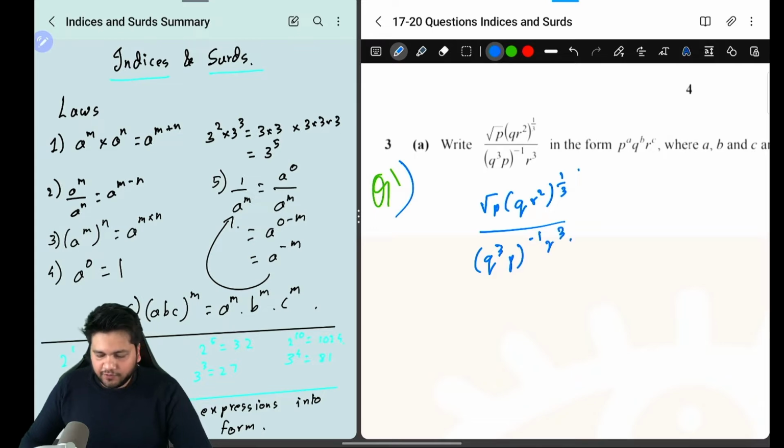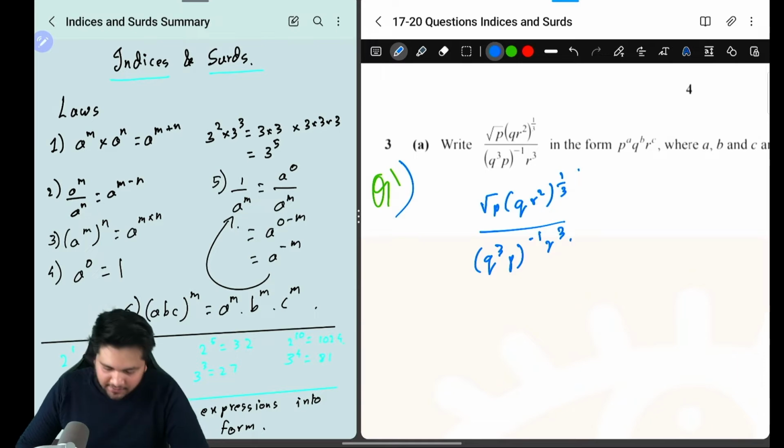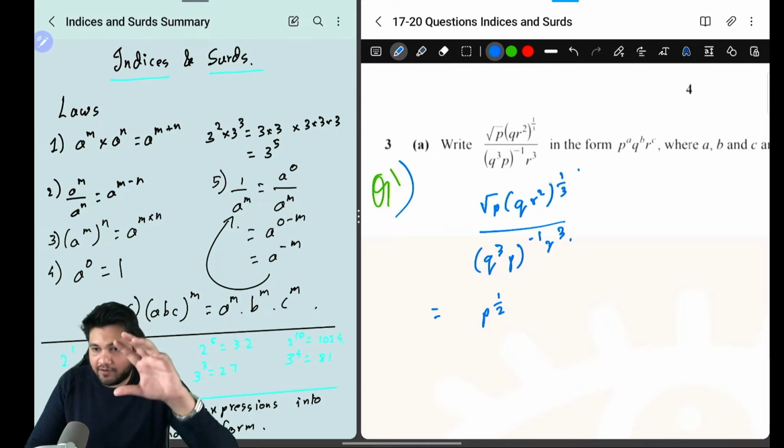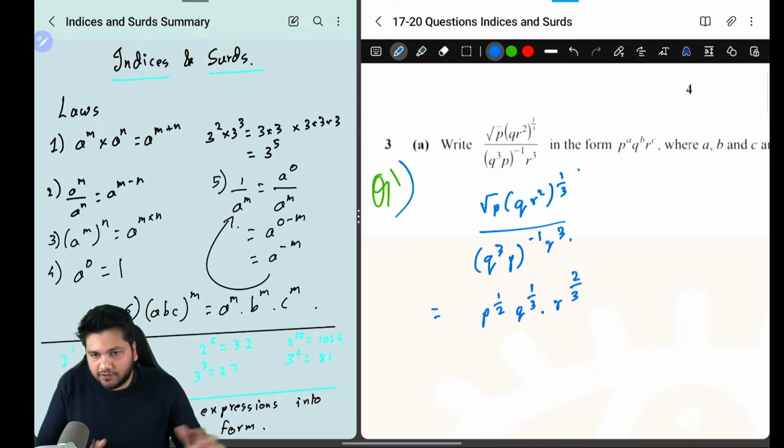Now what we'll do, first of all, we'll convert everything into fractional indices. So we'll make root p as p to the power of 1 by 2. And as I told you, the power will get distributed over all these things. So this will become q to the power of 1 by 3 into r to the power of 2 into 1 by 3, which is nothing but 2 by 3. These are all just the laws of indices, which are here, as you can see.